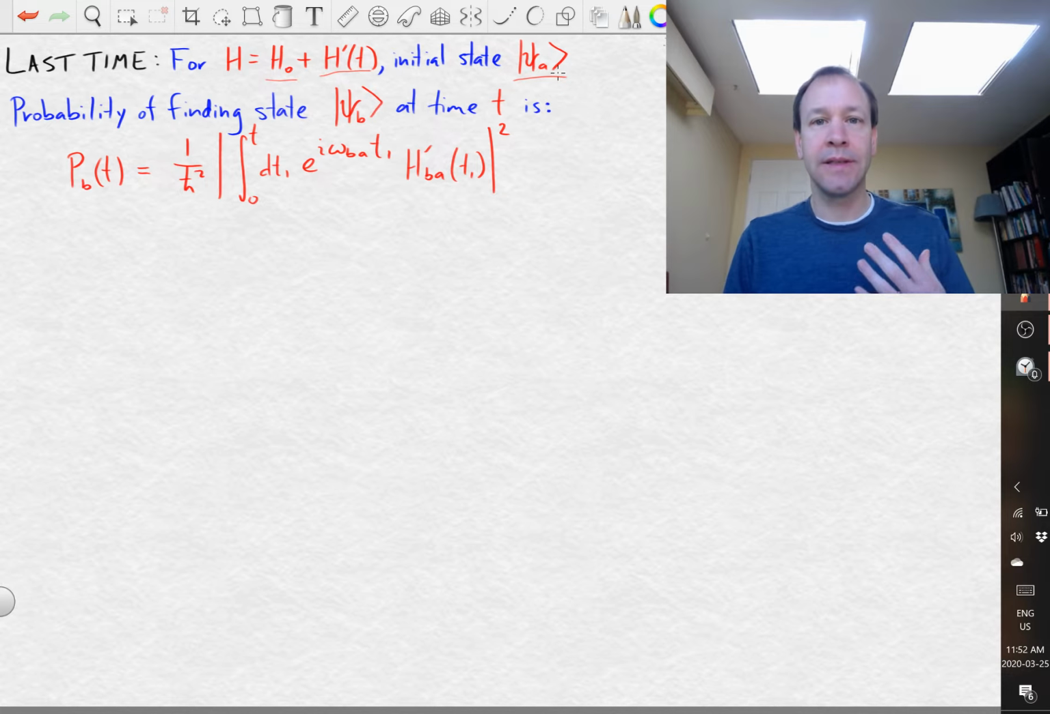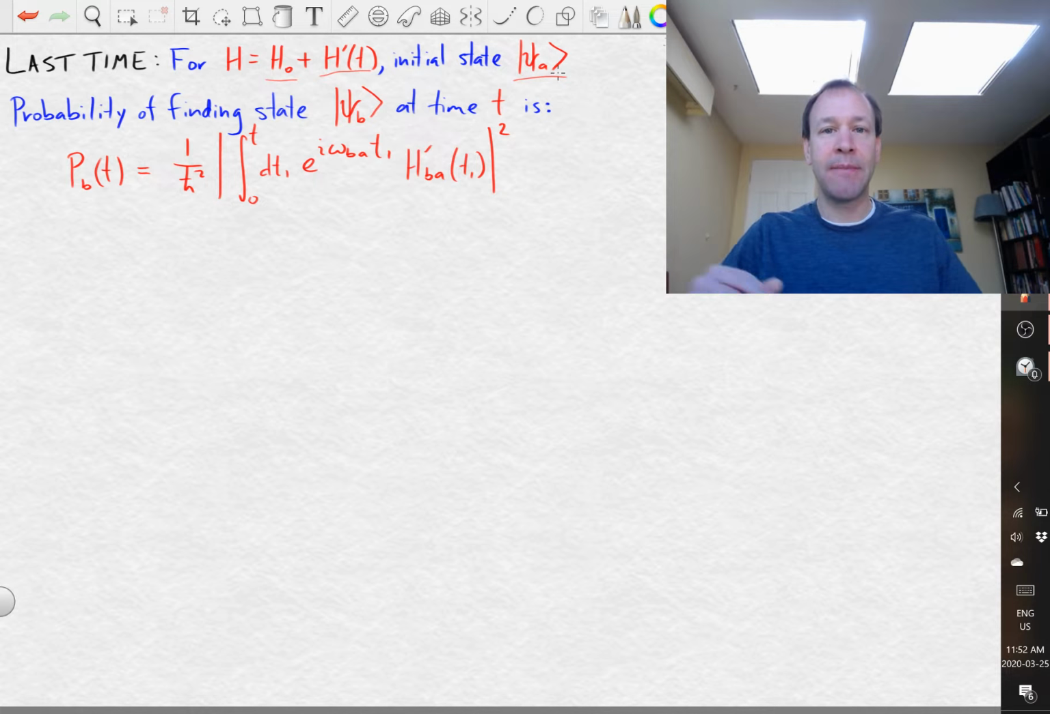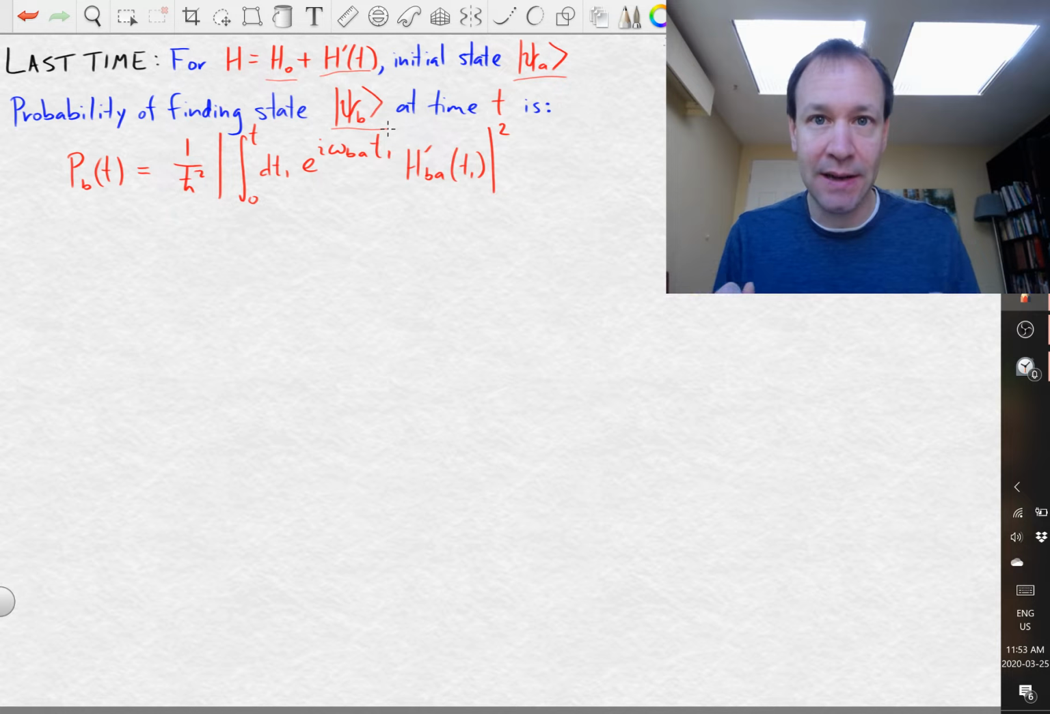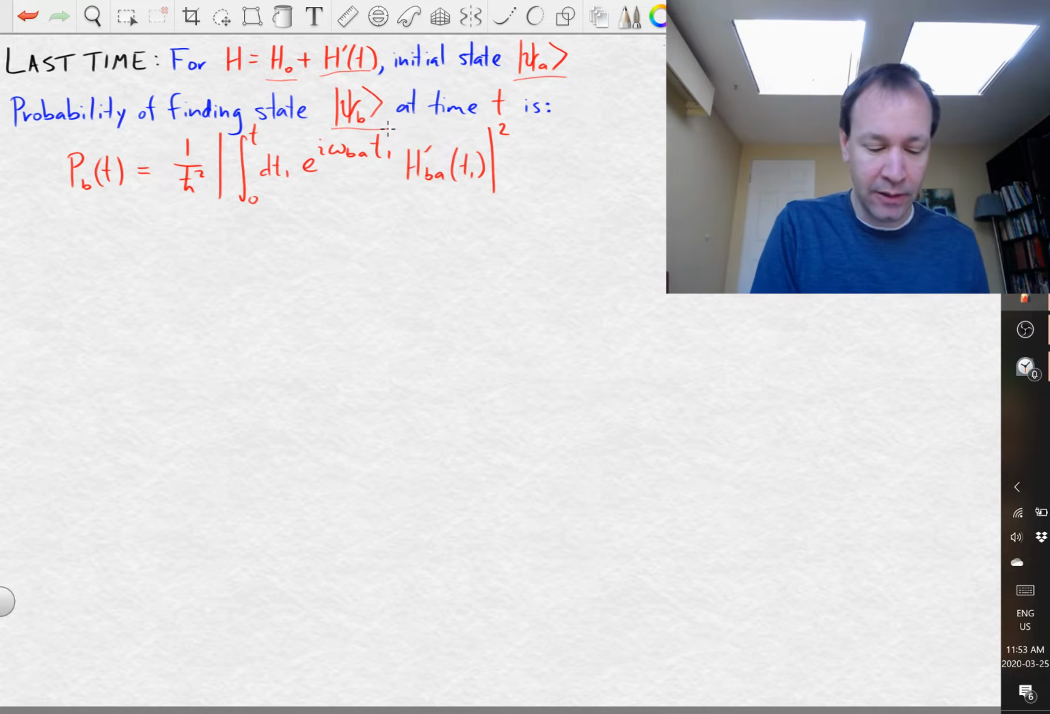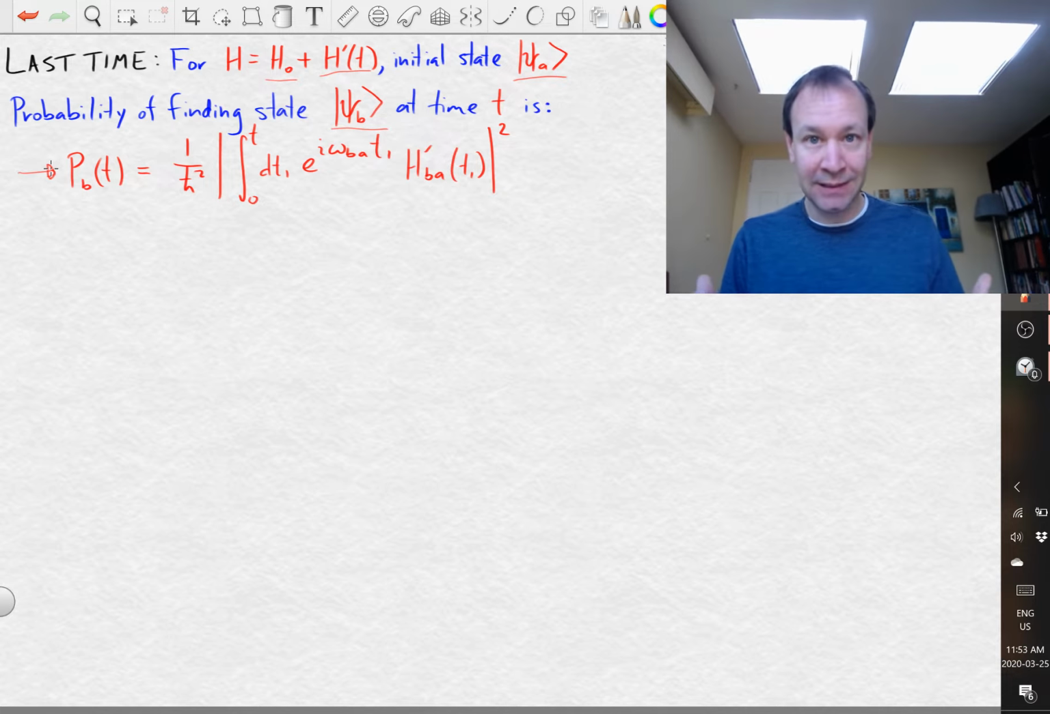And so our goal is to figure out what is the probability that after some time, after this time-dependent perturbation is acting, what is the probability that we'll find state B, some other energy eigenstate at the time t? Okay, and so our formula in the end, it looked like this, assuming that B is not equal to A.